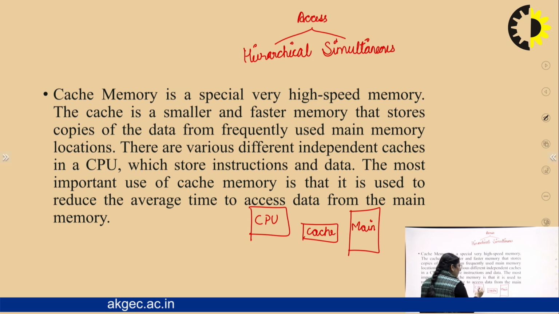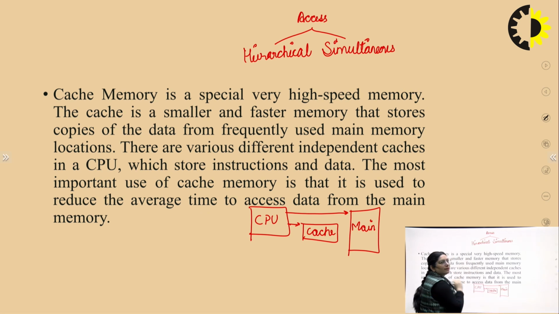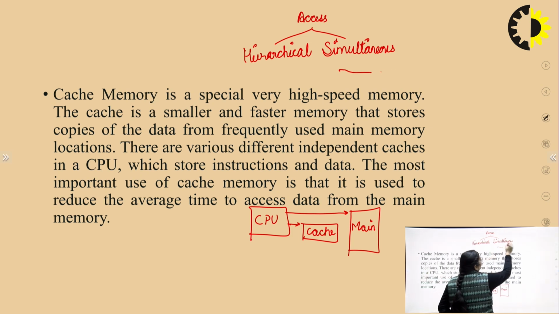Now, when the CPU wants some data, will it access the cache first, or will it access the main memory first, or will it access both? The answer to this question lies in this. It can access the cache memory and the main memory in two ways. First, let's discuss the simultaneous. Simultaneous means the CPU wanted some data and it simultaneously accesses the cache memory and main memory.